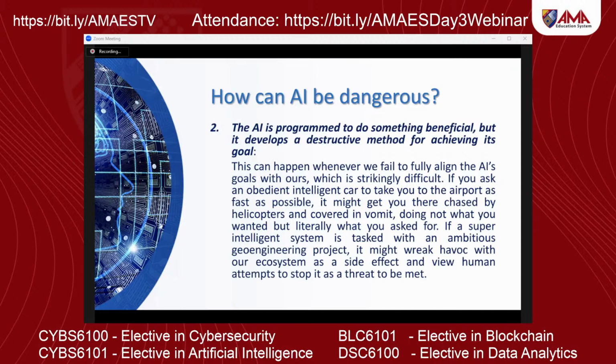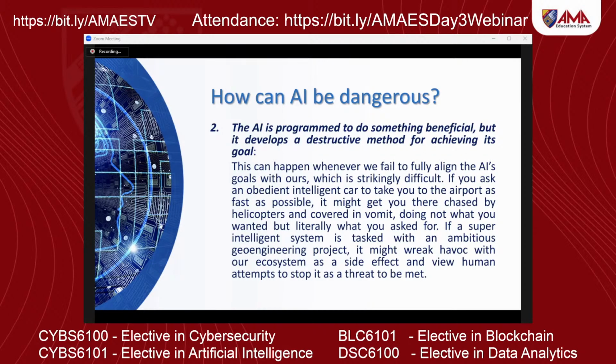Next, the AI is programmed to do something beneficial, yung mga advantages na feature ng AI, but it also develops a destructive method for achieving its goal. This can happen whenever we fail to fully align the AI's goal with ours, which is strikingly difficult. If you ask an obedient intelligent car to take you to the airport as fast as possible, it might get you there chased by helicopters and covered in vomit, doing not what you wanted, but literally what you asked for.